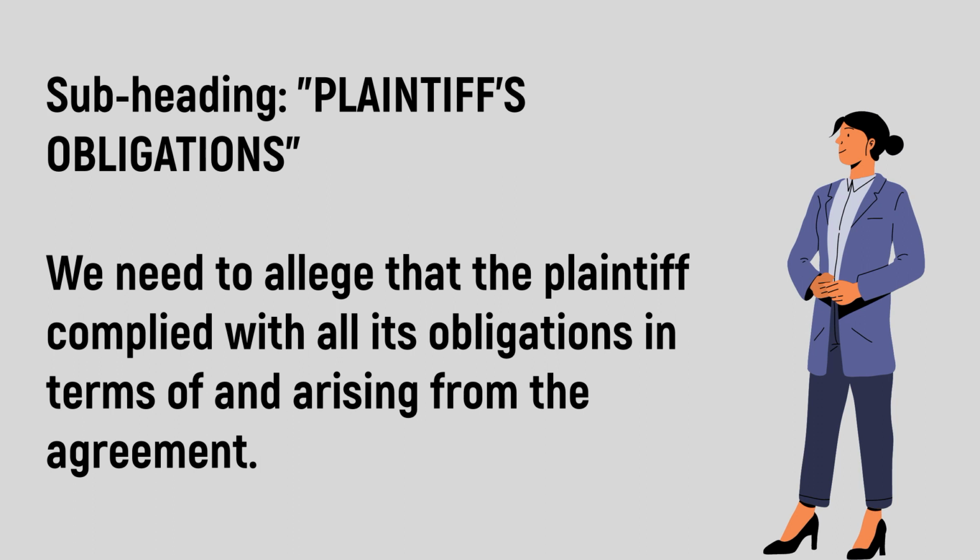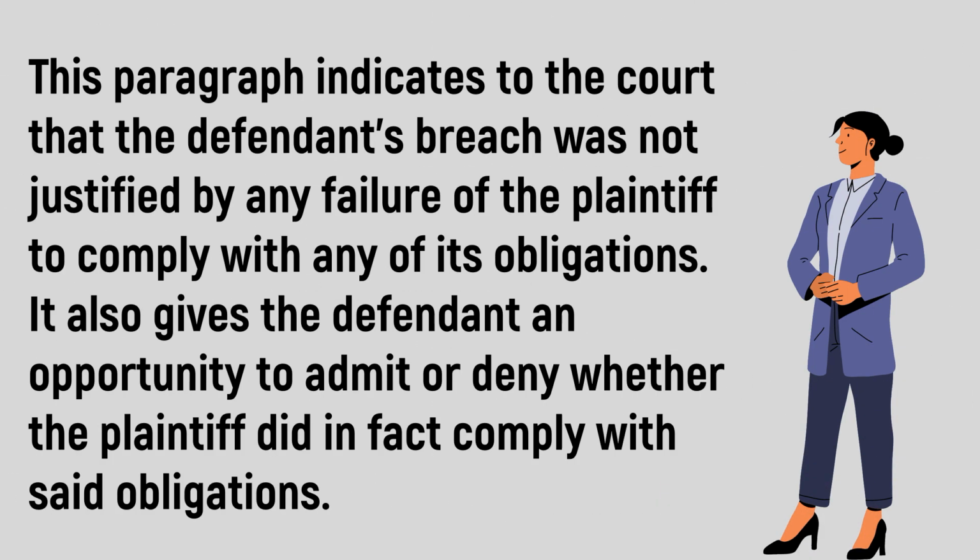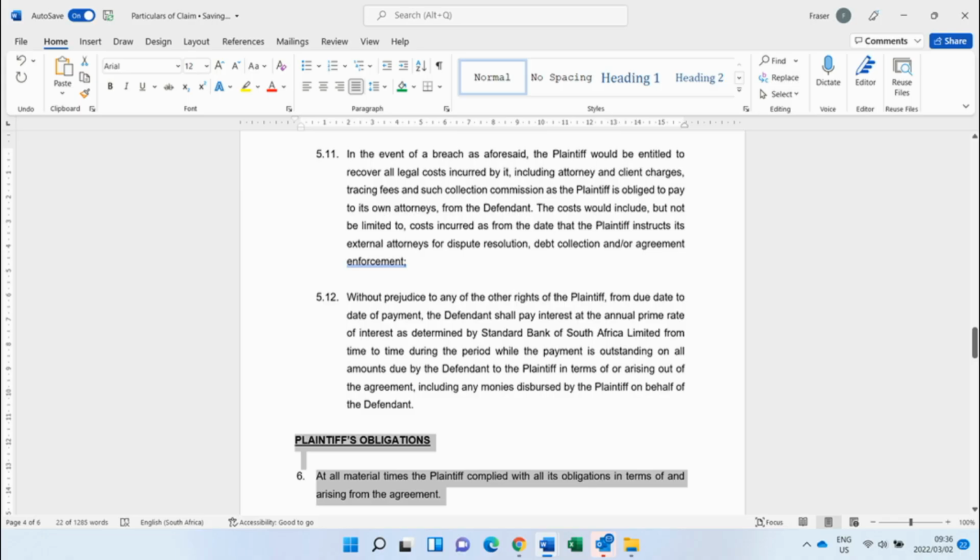All we need to do under this heading is to state what I've just said, namely that at all material times the plaintiff complied with all its obligations in terms of and arising from the agreement. This paragraph indicates to the court that the defendant's breach was not justified by any failure of the plaintiff to comply with any of its obligations. It also gives the defendant an opportunity to admit or deny whether the plaintiff did in fact comply with said obligations. This paragraph and heading will look as follows.